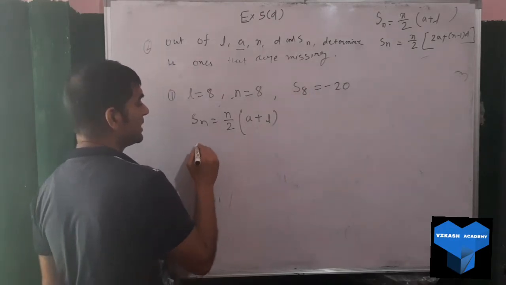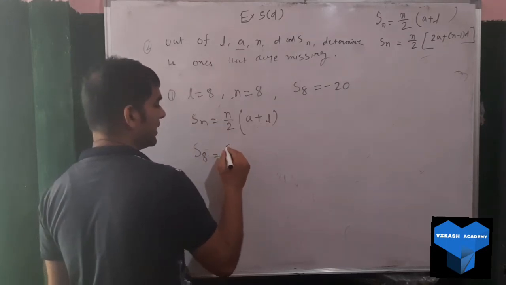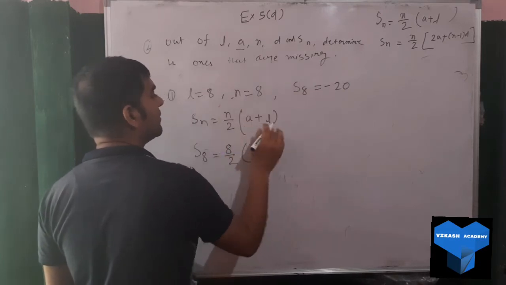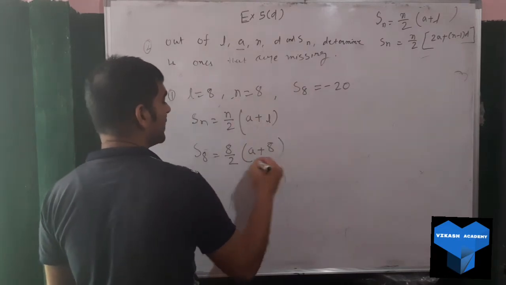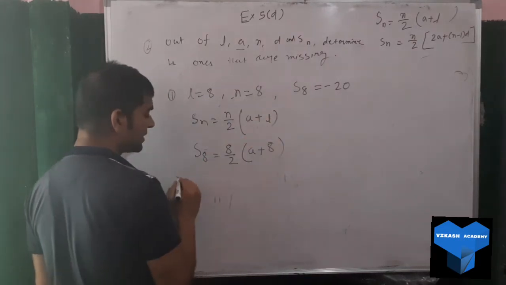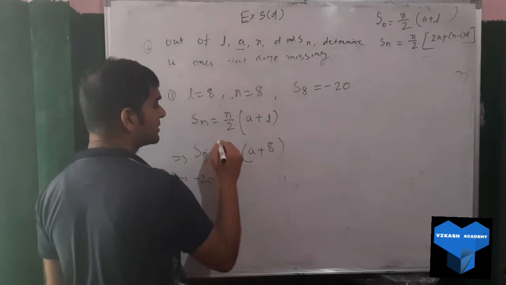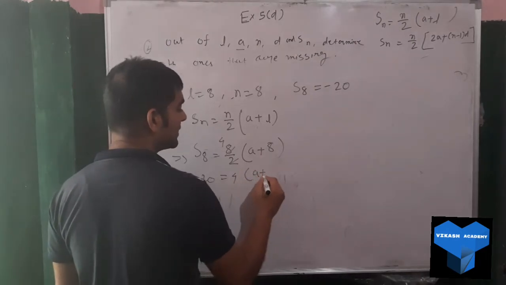So S8 will be here, S8. Then N will also be 8 by 2. Then what? A plus L. So A will remain A. L we have that 8. S8 value has been given, minus 20. Write down here minus 22. This one if you cancel, you will get 4. So we got here 4. Then we have A plus 8.